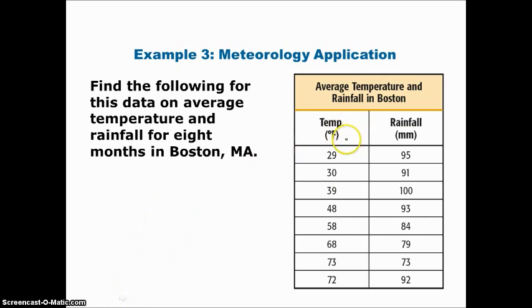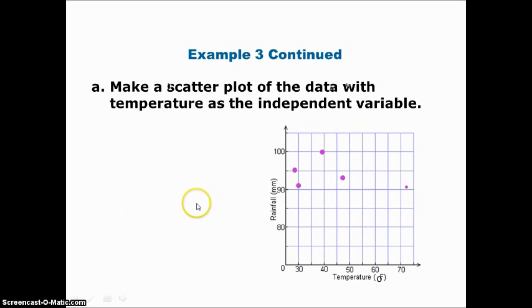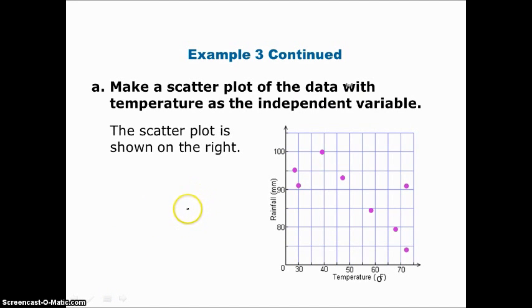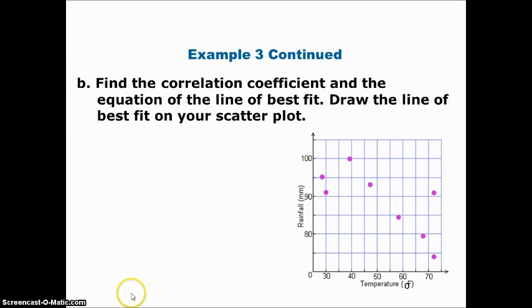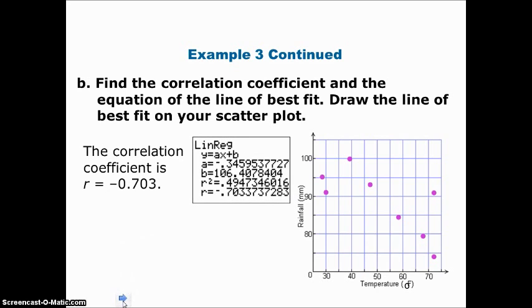Here's another one. Here's temperatures, here's rainfall. Let's see what happens. If we look at this one, and temperature is x's and rainfall is y's, and we make a scatter plot of the data, the dots don't seem to be following a very good line. They do seem to be maybe negatively correlated. Let's draw the line through the dots and find the correlation.